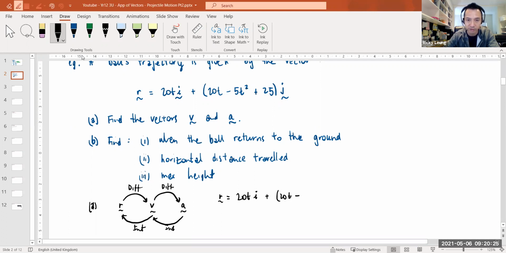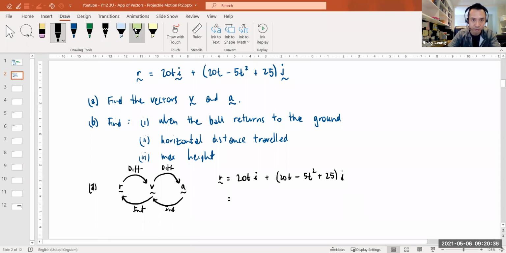Can I ask a favor? For all of these, I'm going to skip the squiggle on the i and j until the end, if that's okay, and maybe the r as well. This is cool because I'm differentiating the elements within x and y at the same time with respect to time. So velocity is 20 i plus, differentiating, 20 minus the 2 comes down, 10t, the 25 goes away, that's a j.